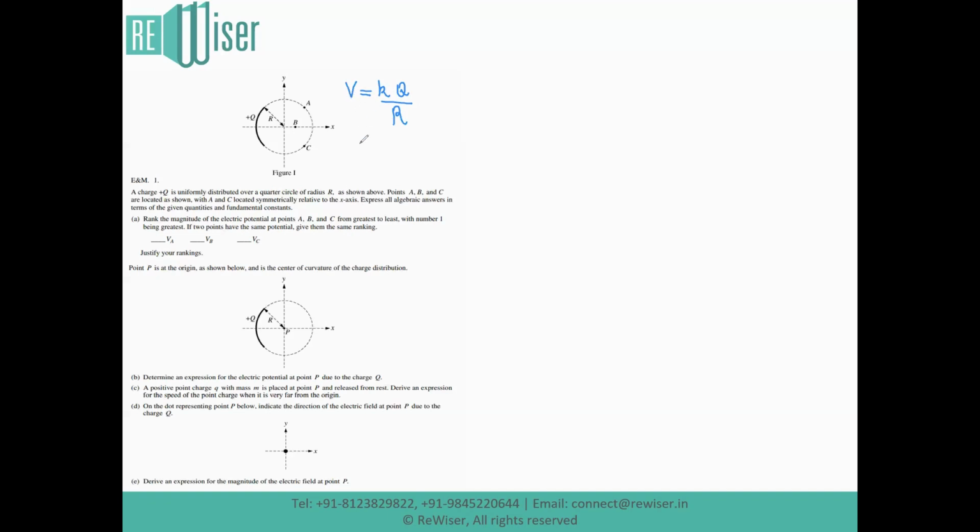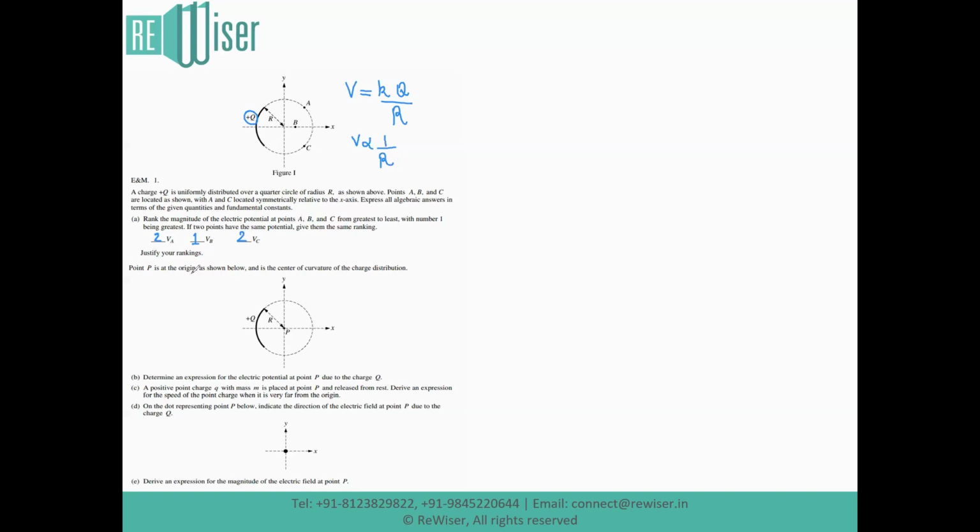We understand from this formula that V is inversely proportional to R. And since we observe that B is the closest to this source charge plus Q, the potential at B will be the highest, giving it a ranking of 1. Since A and C are symmetrically equidistant from the charge plus Q, the potential at A and the potential at C will be equal, giving them both the ranking of 2. Moving on to the next question.